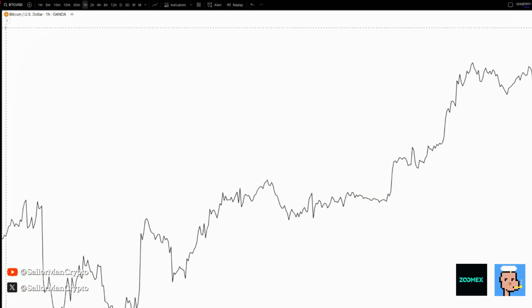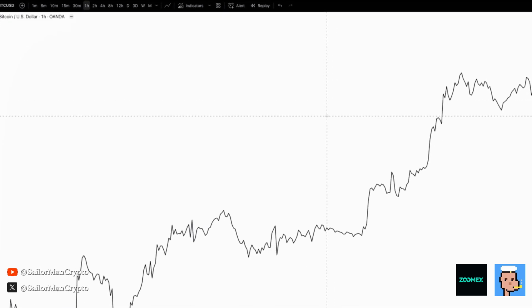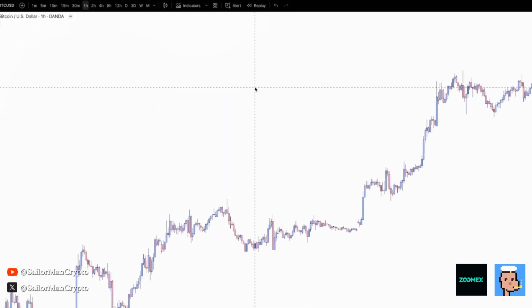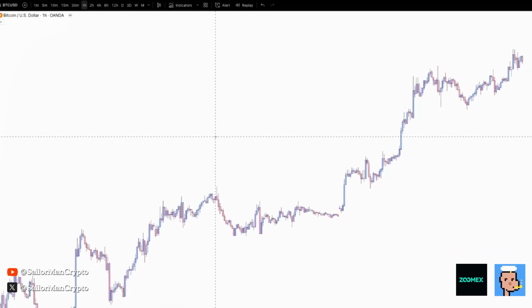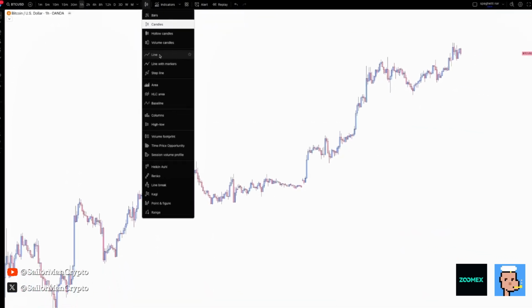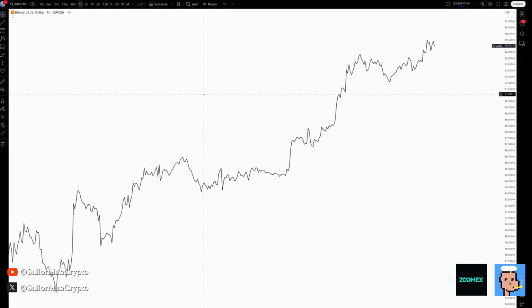The second part that you have to do is to make sure to change from the standard candle view to the line view. Because all these lines will be the ones that create the spaghetti, and that's why it's also called a spaghetti chart.